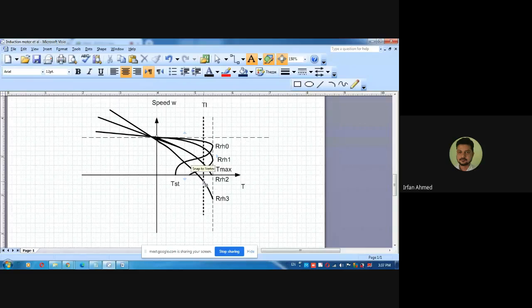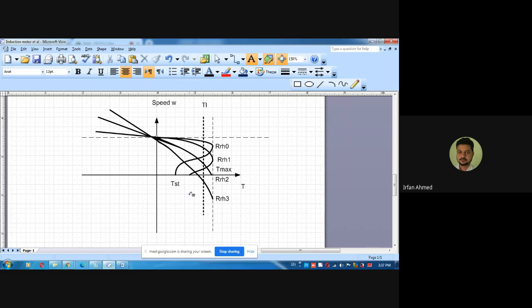Under steady state, only for this value, for RRH2, you will not get steady state, because this RRH2 curve will come like this. So this is not your stable region of operation. You will not get constant speed there. Of course, a very large current will flow, and so you need to limit the rotor as well as stator currents. Okay, this is one condition.